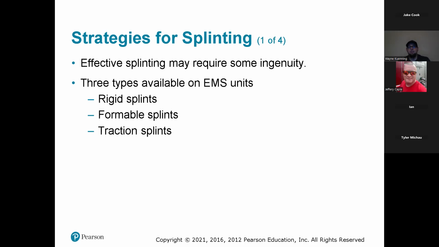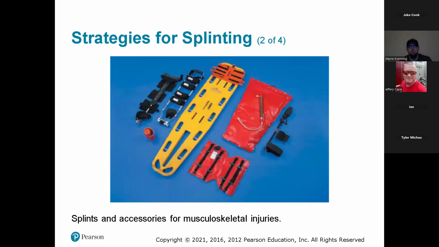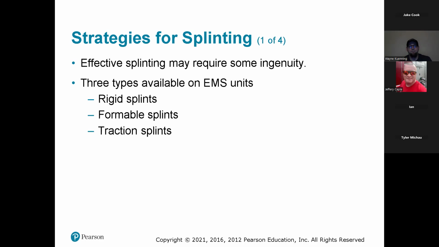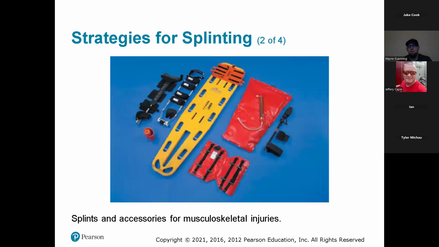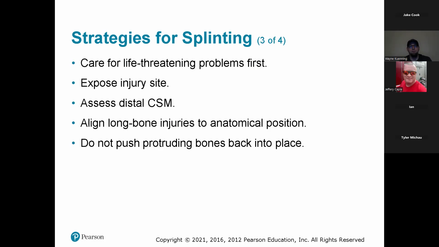Effective splinting may require some ingenuity because, well, that's what we do. Three types are typically available: rigid splints, formable splints, and traction splints. Most of your places carry formable splints, SAM splints. Very few places carry rigid splints, and then traction splints are utilized for femur fractures. The vacuum splints, which is what's depicted here on the right-hand side, are very expensive and commercial. They're very beneficial though.